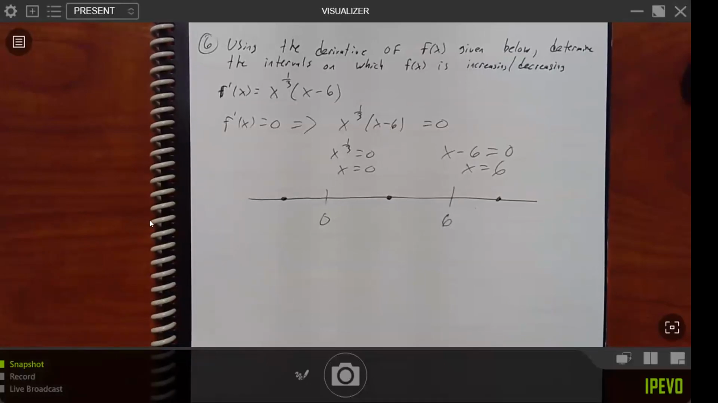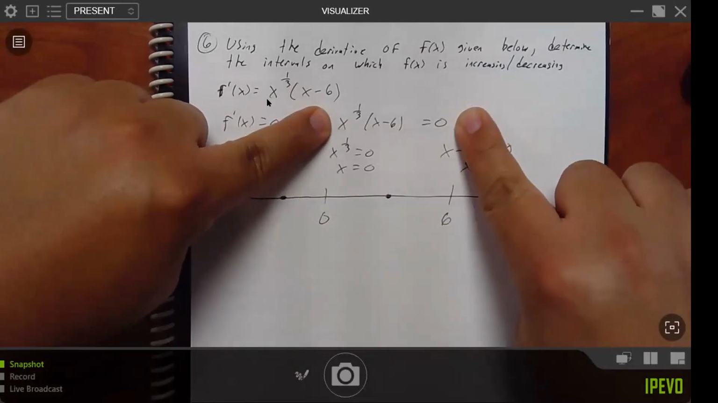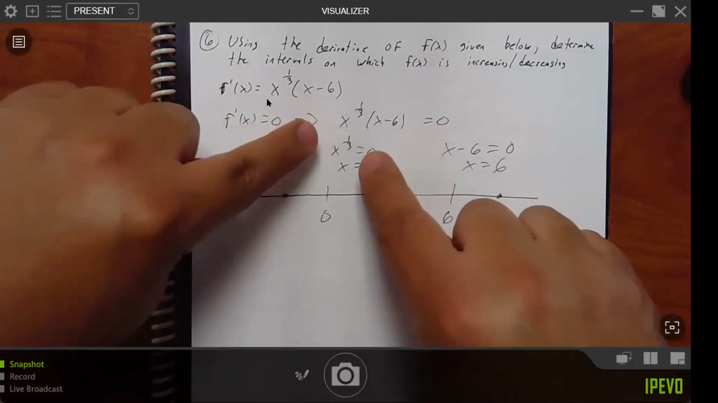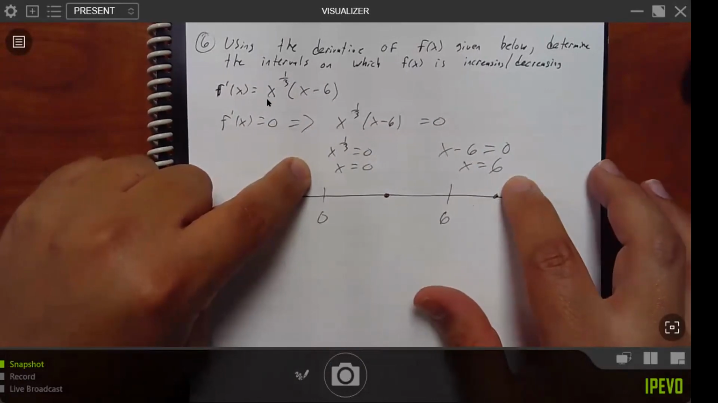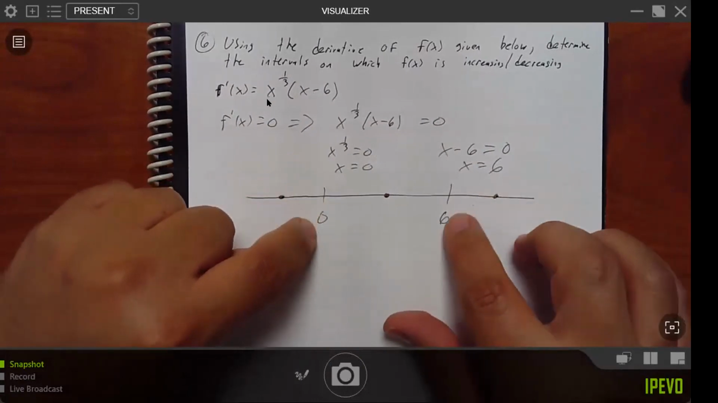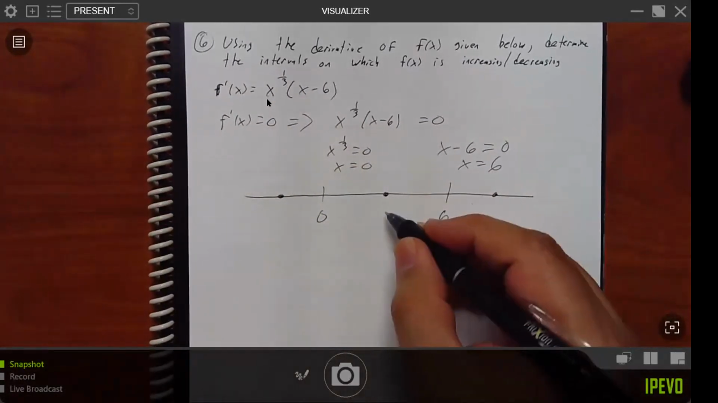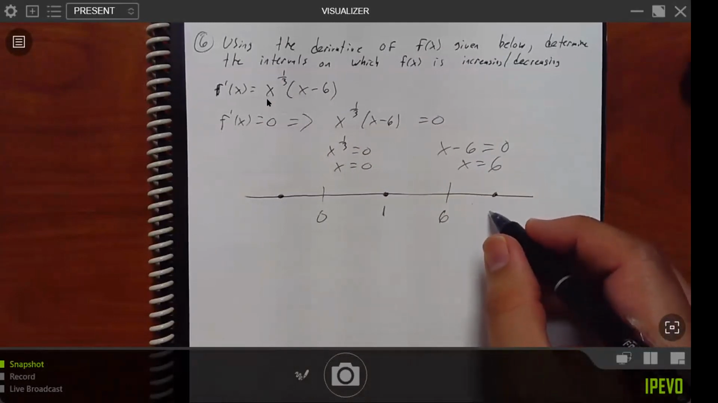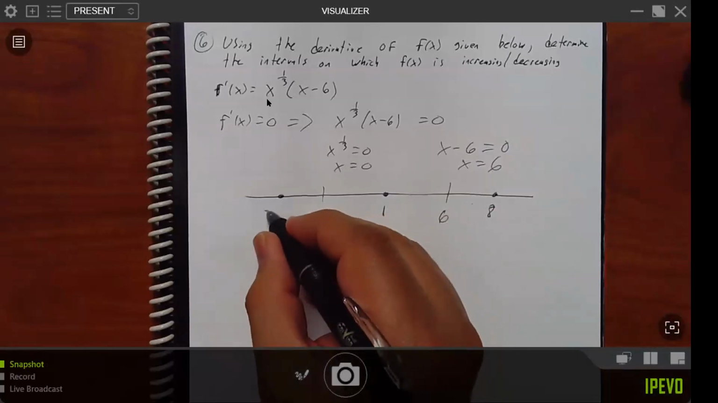So I took what they gave us, right? The derivative, set it to 0 here. And then once you have that, since it's factored, you set the first factor to 0 and the second factor to 0. So x is 0 and x is 6. So those are the critical numbers, and we're just going to test around. So pick whatever you want, right? I'm going to pick 1, 8, and -1.